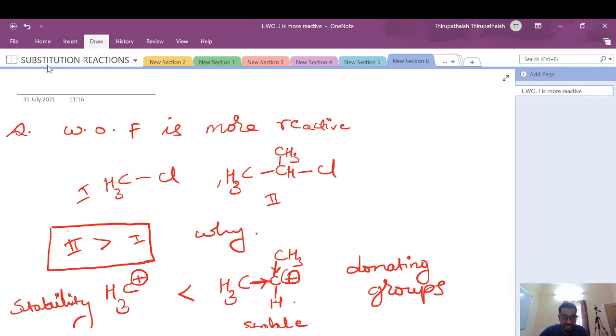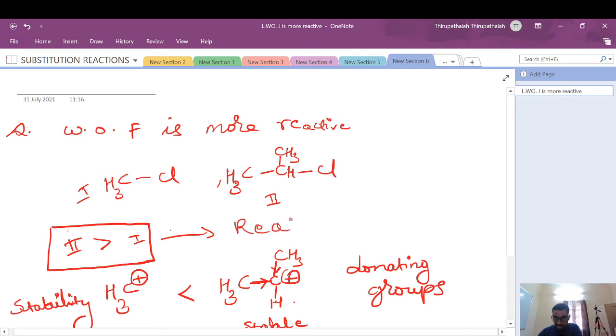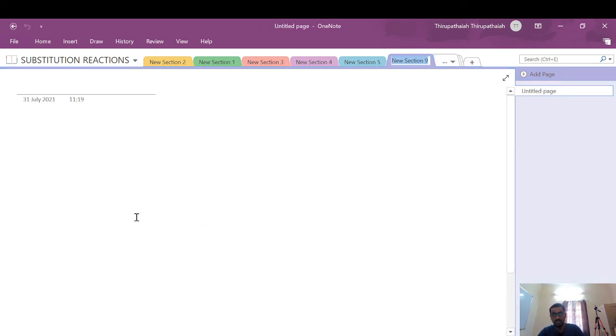Now, I will erase this with the larger eraser. So, this is the reactivity order. In the same way, I will give you some more molecules to predict. This is homework. Write your answers in the comment box.